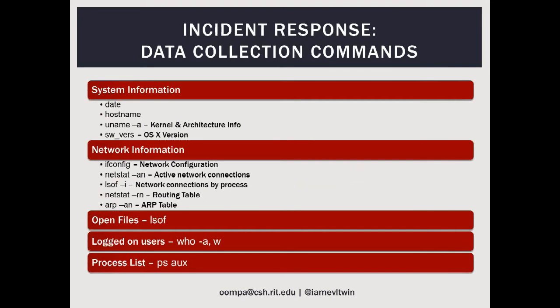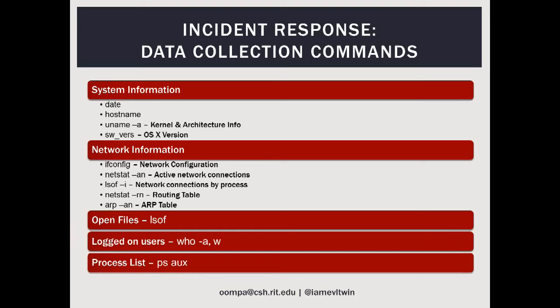Here is a quick and easy little cheat sheet of a few of the commands that you can use. You want simple information like date and hostname. These are all native commands to OS X, and they do exactly what they say: they give you the date and the hostname. uname -a will give you kernel and architecture info. Specific to Mac OS X is sw_vers, meaning software version. This will give you the OS X version, and that'll come into play maybe if you're doing memory analysis a little bit later to know which Volatility profile you want to use for the system.